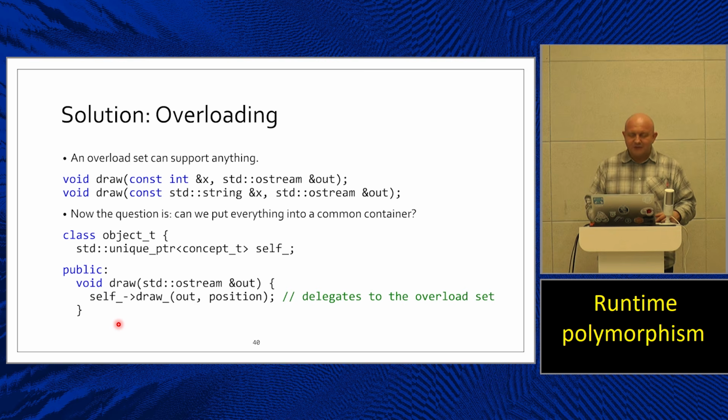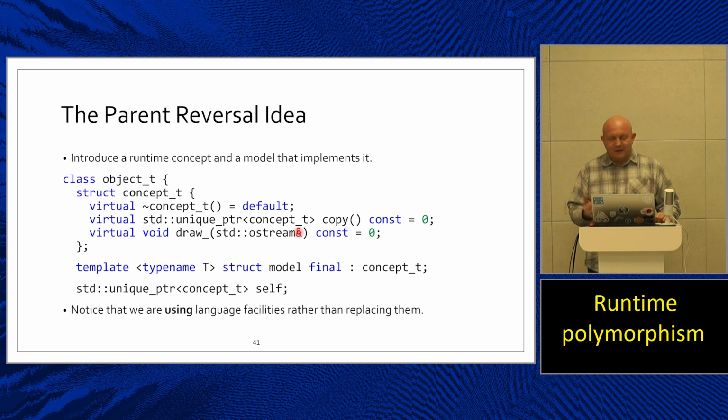We introduce a small runtime concept and store a pointer to it internally. And from the outside, object_t behaves like a value. Inside, it delegates to the appropriate overload. And what is concept_t? Instead of forcing user types to inherit from a base class, like reversing the polymorphism, we introduce a small runtime concept and wrap arbitrary types into a model, which derives from the concept, which has a virtual function interface.